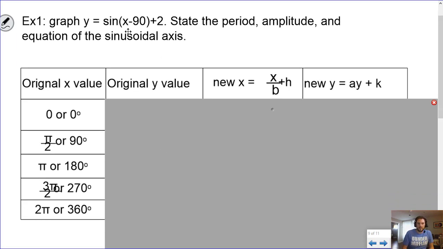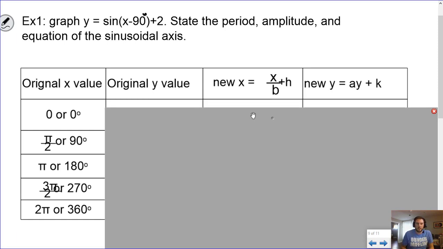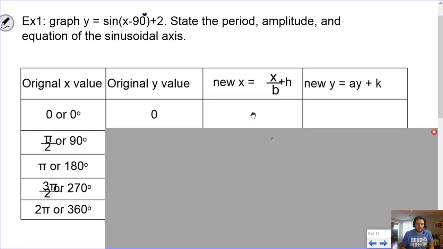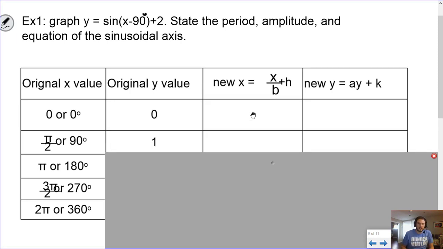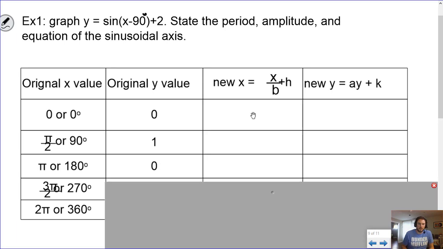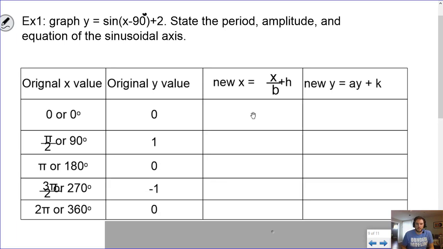So my original y values for y equals sine x. At 0, we're going to do degrees here because the h is 90, right? So that implies to me that it's supposed to be 90 degrees. So my original sine of 0 is 0. Sine of 90 is 1. Sine of 180 is 0. And then 270 is negative 1. And then 360 is back to 0.